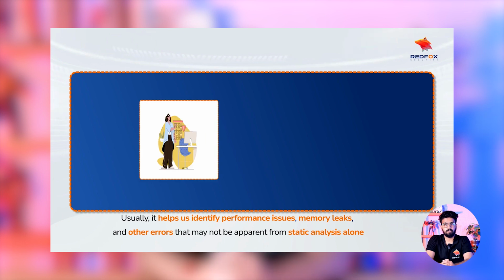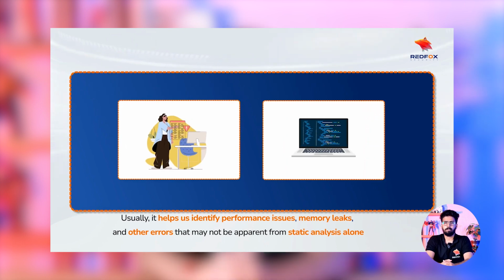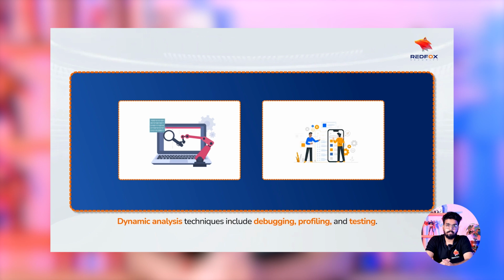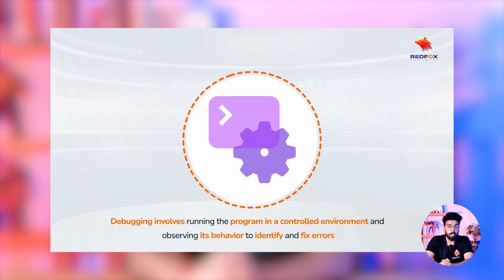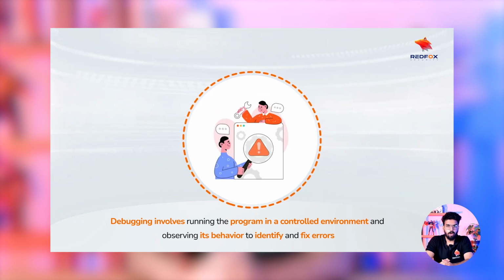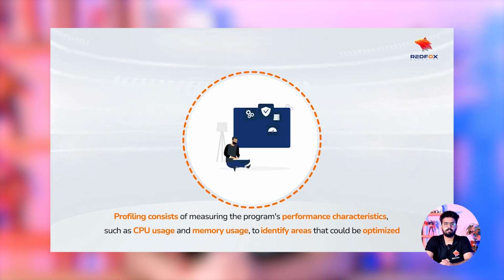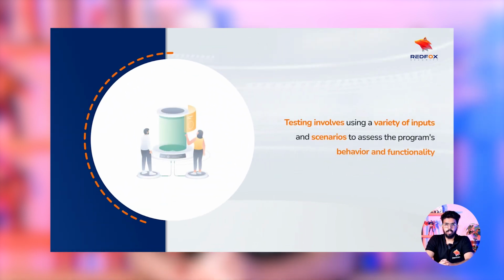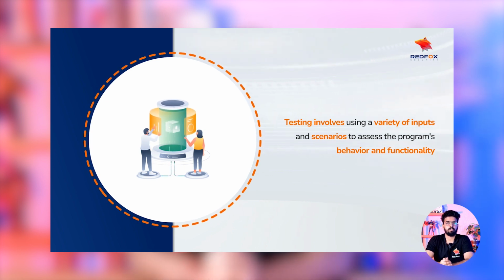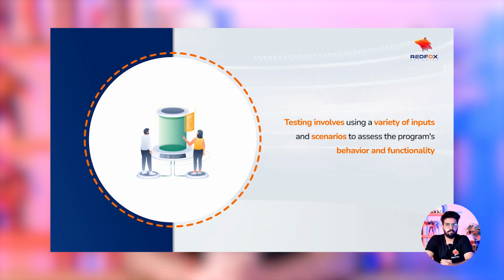Usually, it helps us identify performance issues, memory leaks, and other errors that may not be apparent from static analysis alone. Dynamic analysis techniques include debugging, profiling, and testing. Debugging involves running the program in a controlled environment and observing its behavior to identify and fix errors. Profiling consists of measuring the program's performance characteristics such as CPU usage and memory usage to identify areas that could be optimized. Testing involves using a variety of inputs and scenarios to assess the program's behavior and functionality.